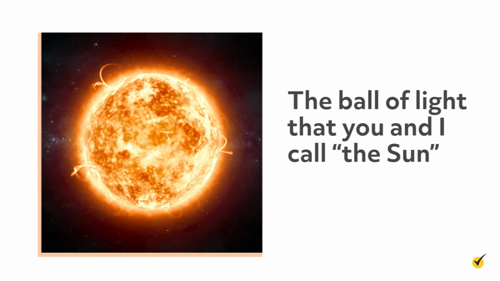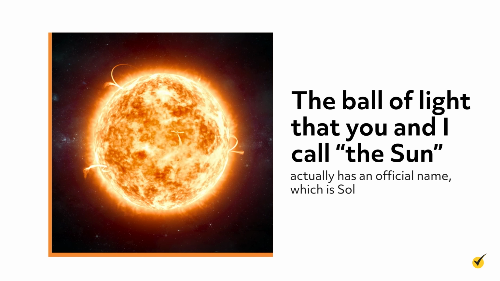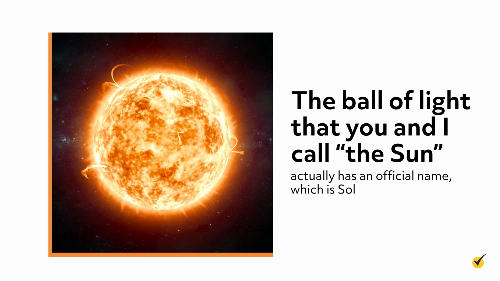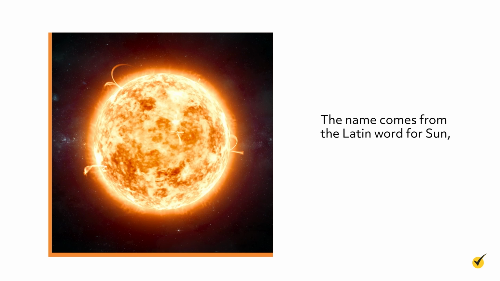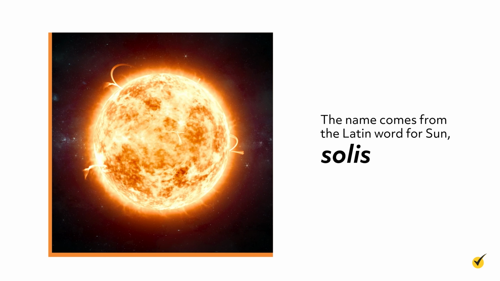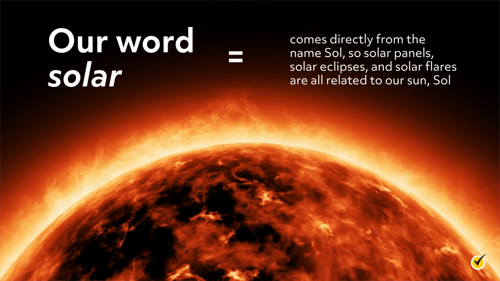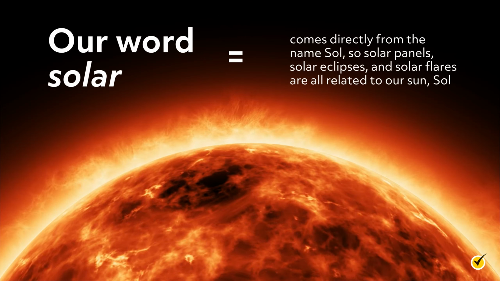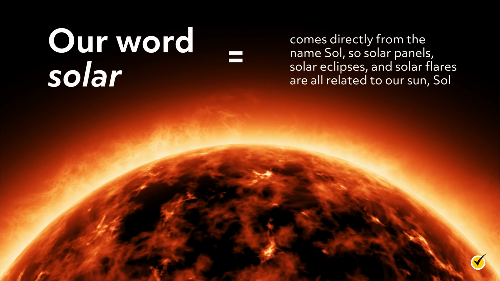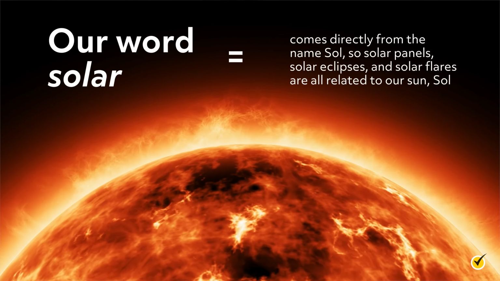To begin, let's clarify a couple of terms and what they mean, starting with the sun. The ball of light that you and I call the sun actually has an official name, which is Sol. The name comes from the Latin word for sun, solus. Our word solar comes directly from the name sol, so solar panels, solar eclipses, and solar flares are all related to our sun, Sol.